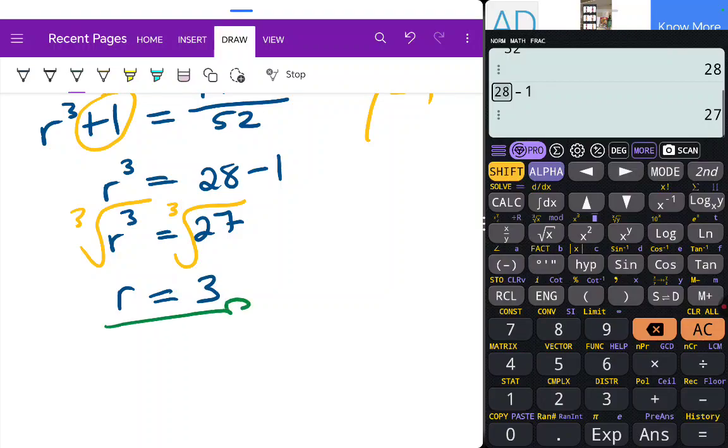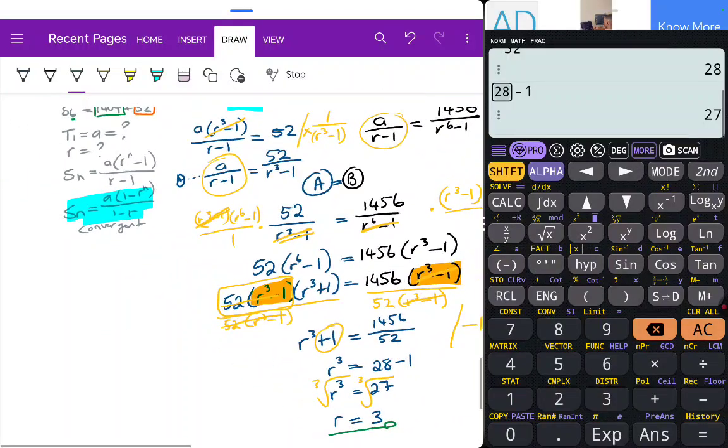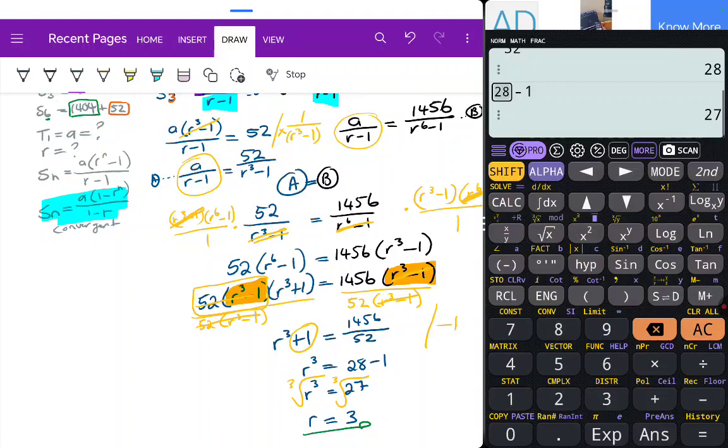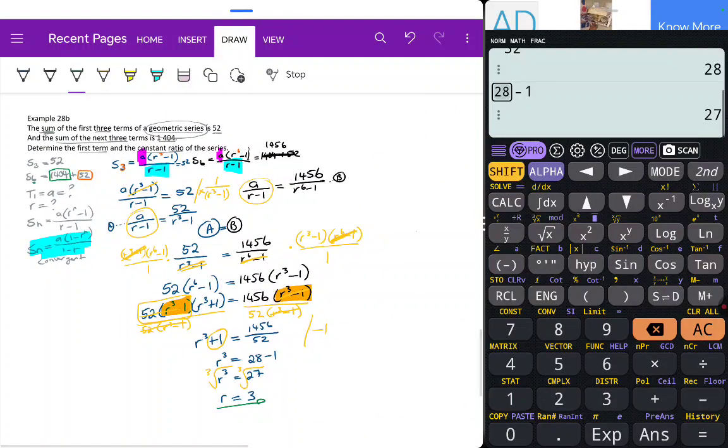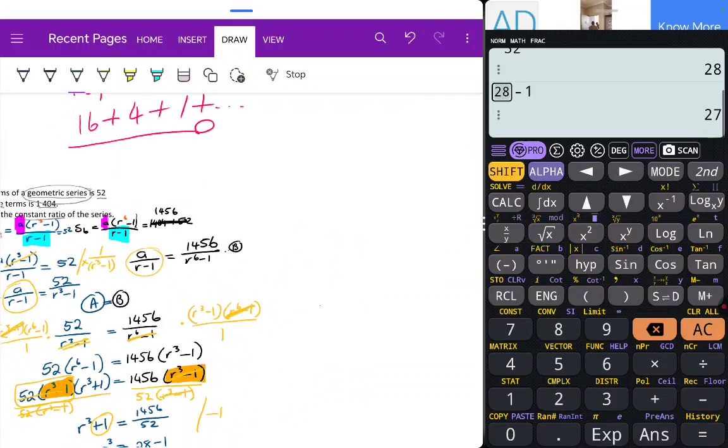Okay, so that's our answer. We've got one of the two questions they asked us. What is A? What is R? R is 3. Brilliant. Now, let's solve for A. Substitute into one of the two formulas. You can choose which one. So we've got S3 and we've got S6. We can use S3 because it's easier, but you can use S6 also.